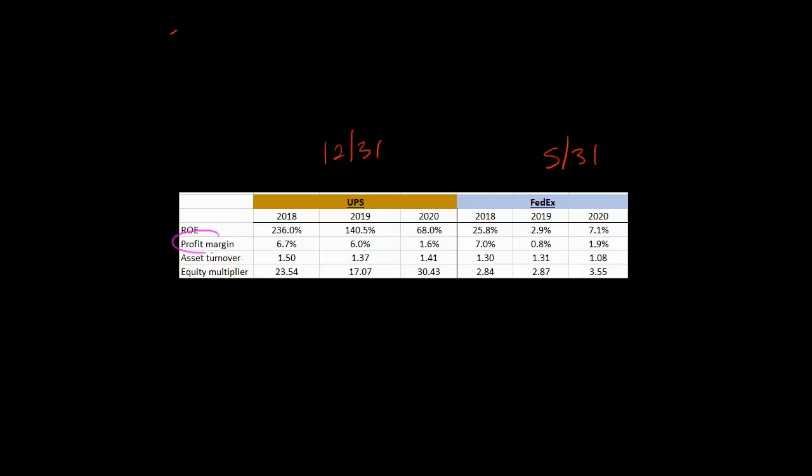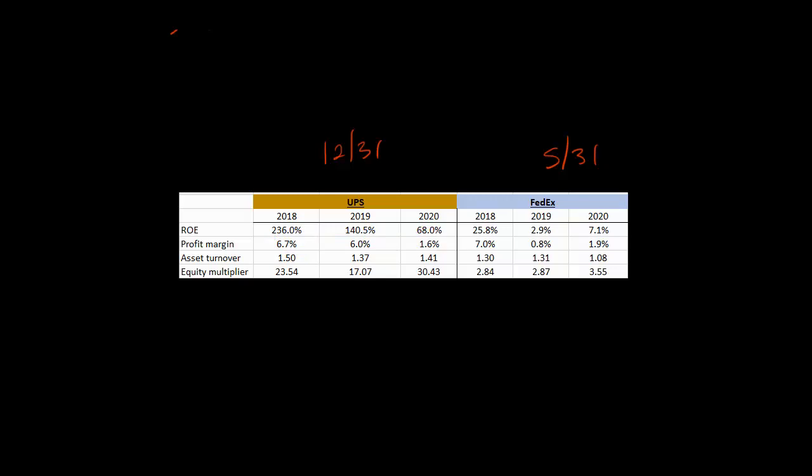Okay, we have profit margin, our operating efficiency, how well we are managing expenses; asset turnover, how good a job we are doing generating sales; and then our measure of leverage. So let's look at what changed. For UPS, we look at profit margin. Profit margin went down considerably in the 2020 fiscal year.